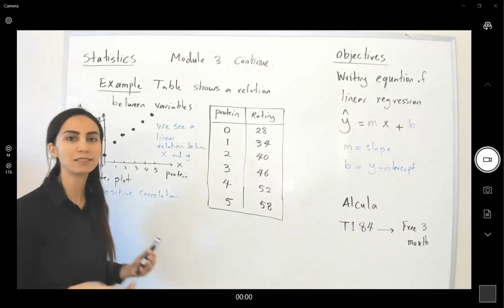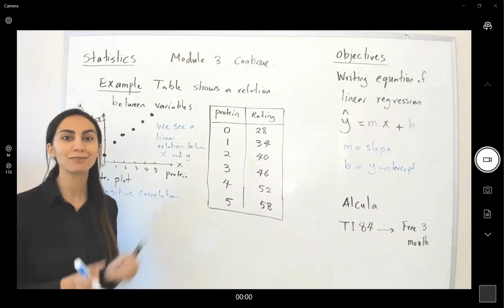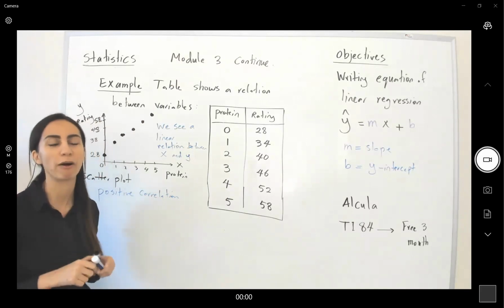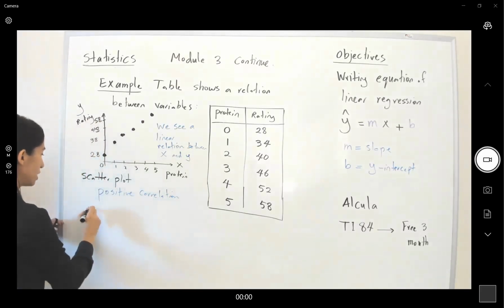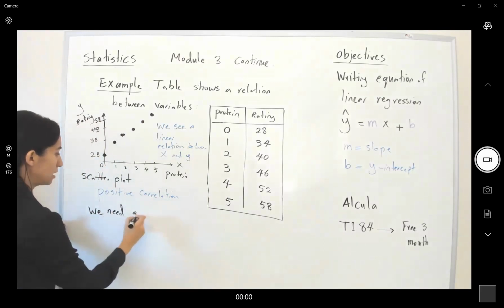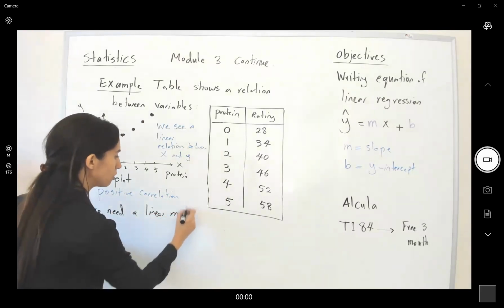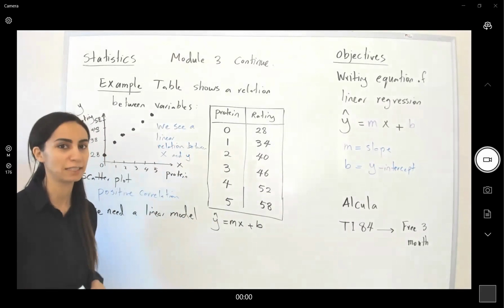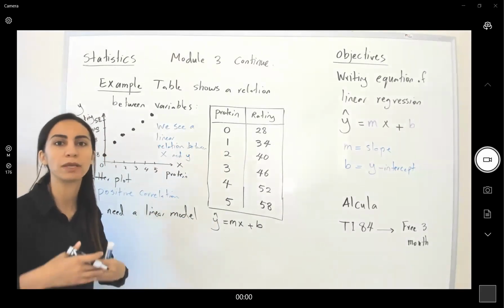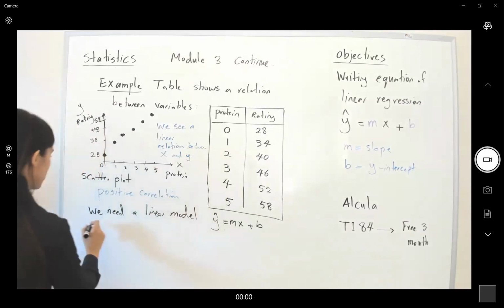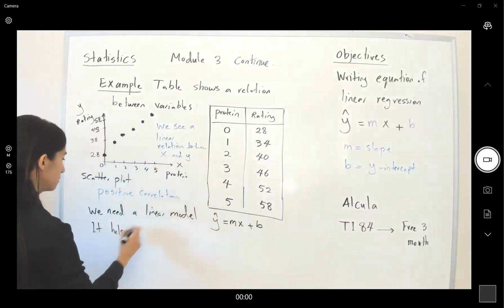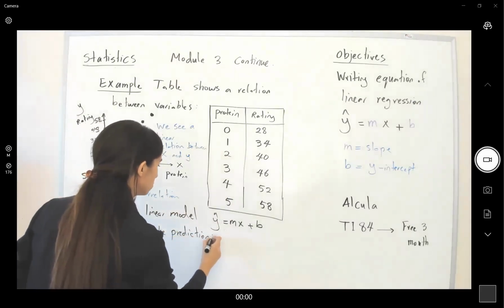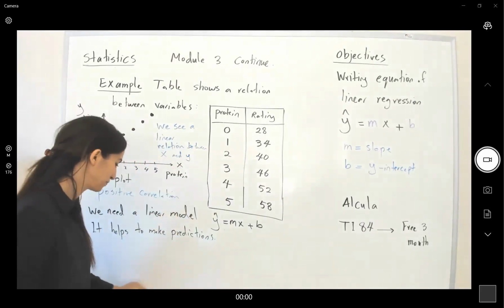So what is the formula? In statistics, we need to have a linear model or a linear formula. Where does it come from? How can we calculate that? So we need a linear model: y hat equals mx plus b. Why do we need a linear model? This model actually helps us to make predictions. Okay. How do we calculate that? Very good.